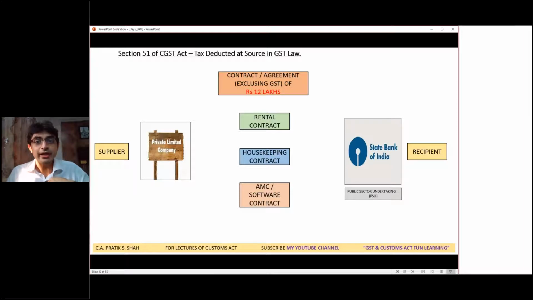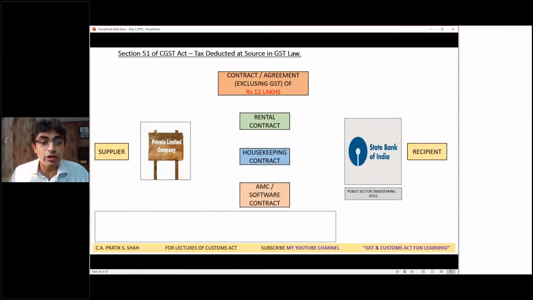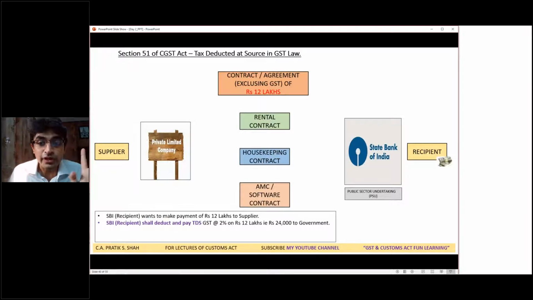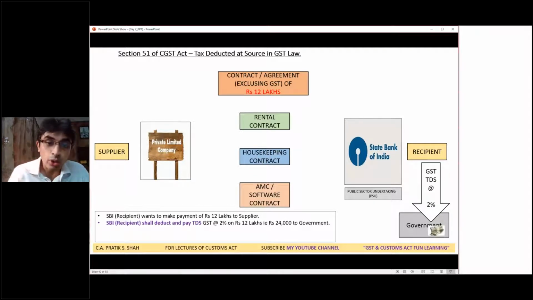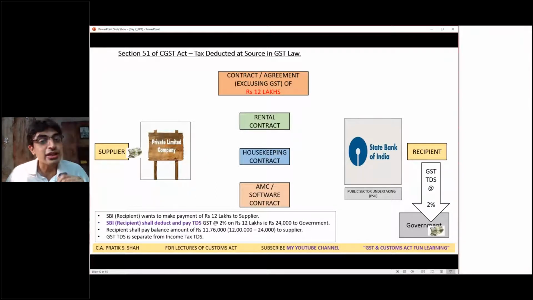So I am the supplier and State Bank is the receiver. Before making me the 12 lakh payment, State Bank will deduct 2% TDS and pay it to the government. The balance 11 lakh 76,000 it will pay to the supplier. Clear? This is GST TDS, other than income tax TDS. Income tax has separate provisions. So this is how GST TDS works.